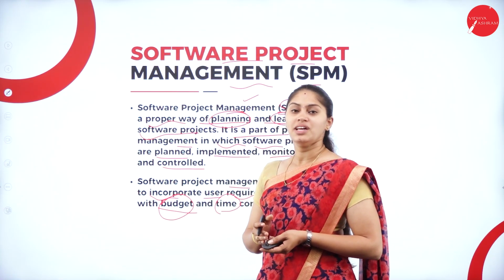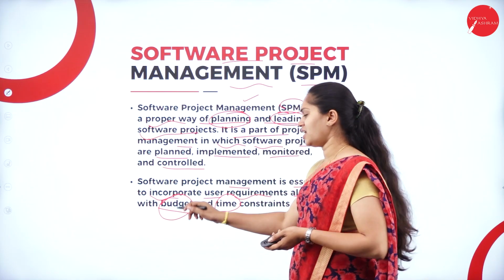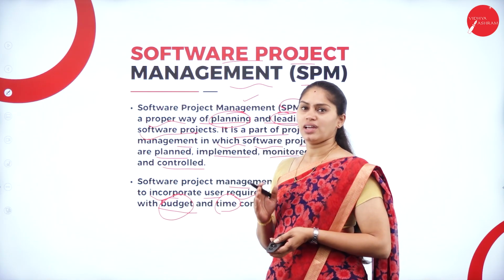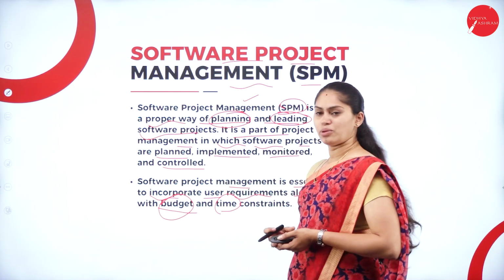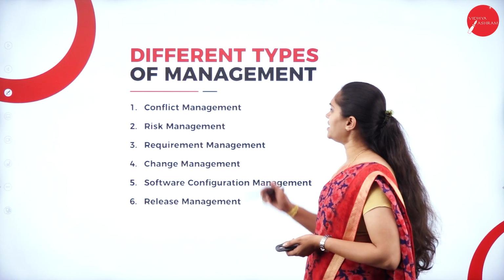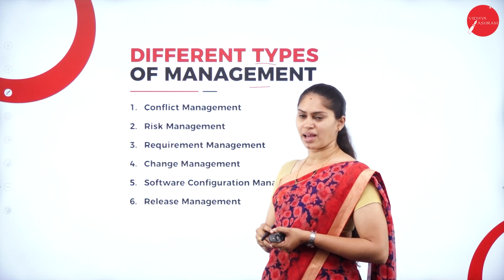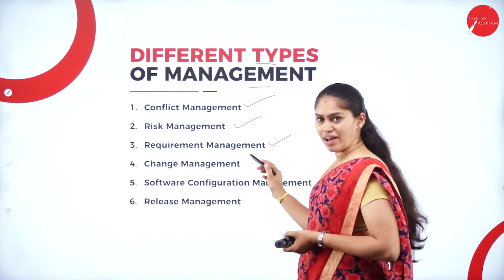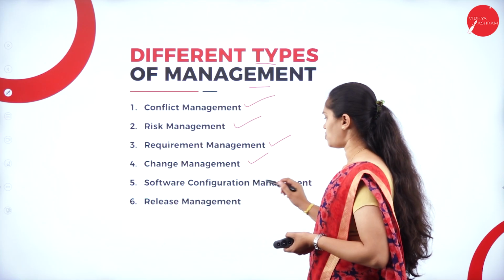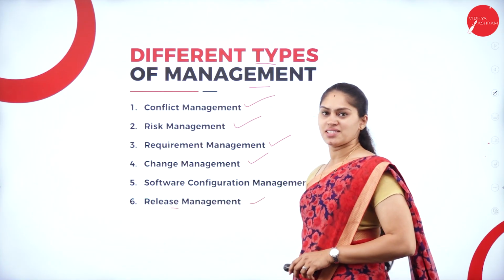Ultimately, they have to satisfy the requirement of a customer, right? For that reason, within a given budget, within a given schedule or time estimation, within that only they have to do the project. So next, what are the different types of management we have? Under software project management, we have conflict management, risk management, requirement management, change management, software configuration management, and at last we have release management.